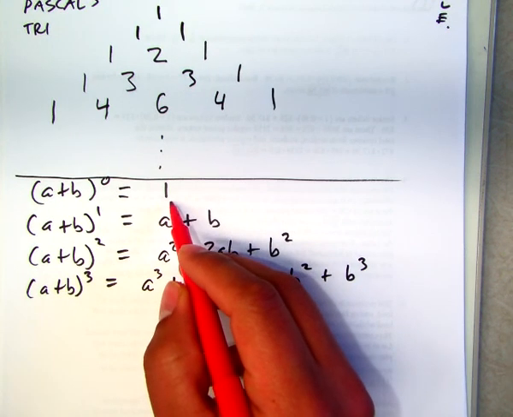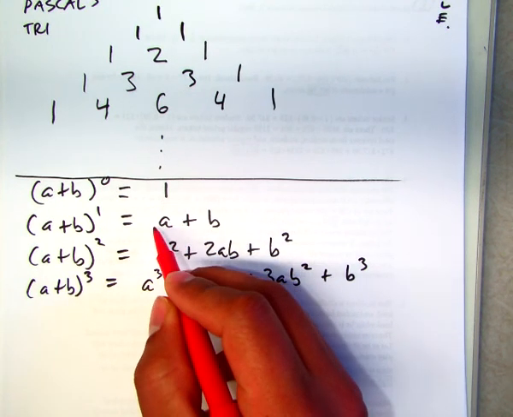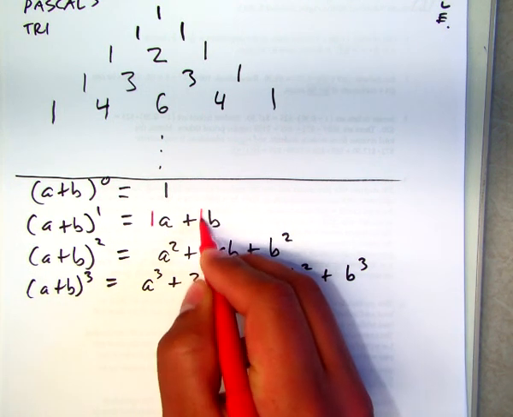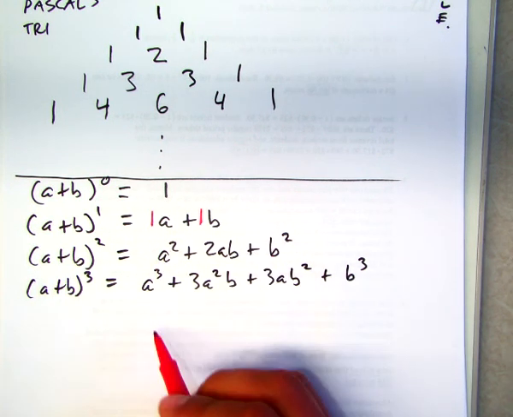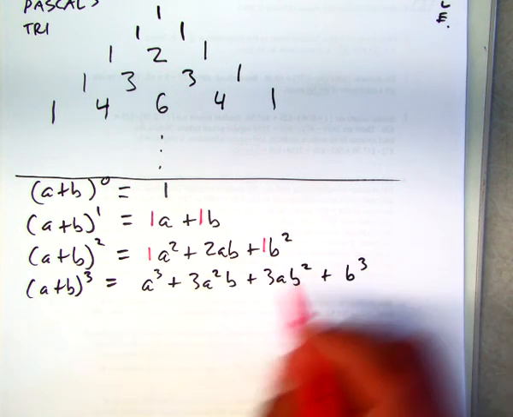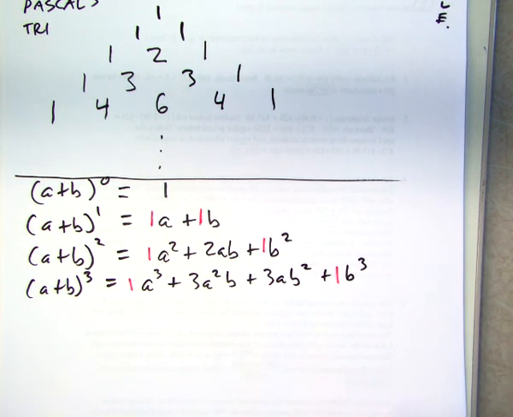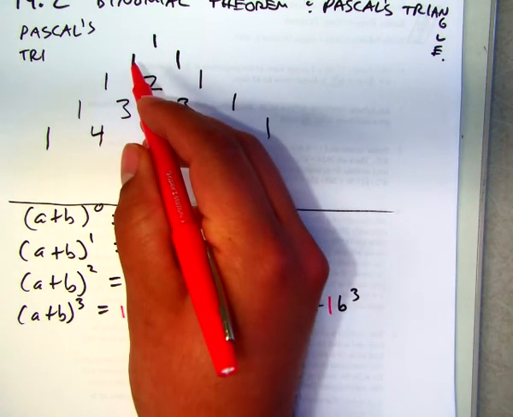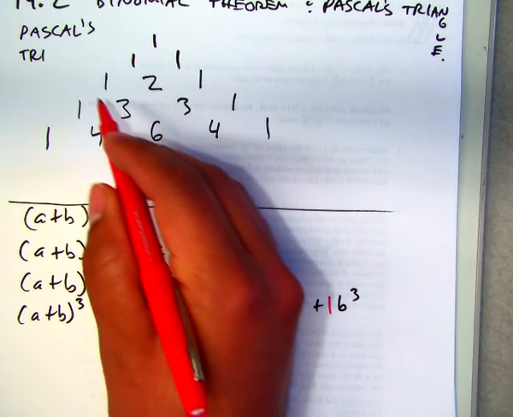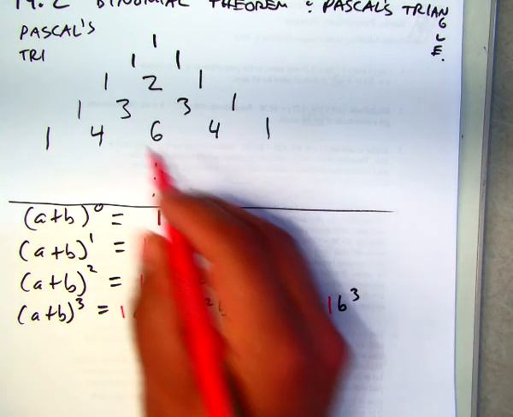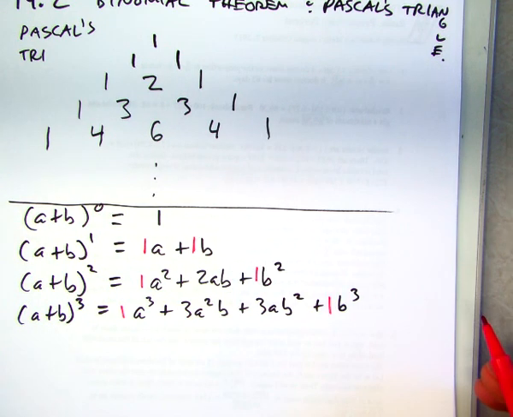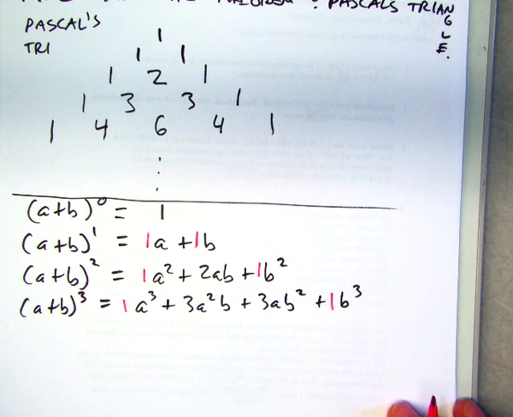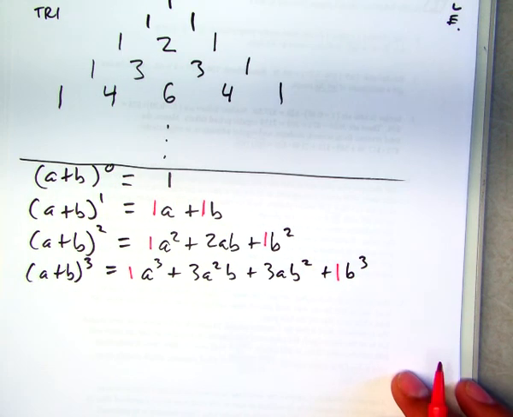So this is obviously just 1, right? What are the coefficients of a and b here? A 1 and a 1. What are the coefficients of a squared and b squared? A 1 and a 1. Same thing here. Notice anything? 1, 1, 1, 1, 1, 1, 1, 2, 1. There it is. 1, 3, 3, 1. Does this kind of make sense here? Okay. So, let's use this.